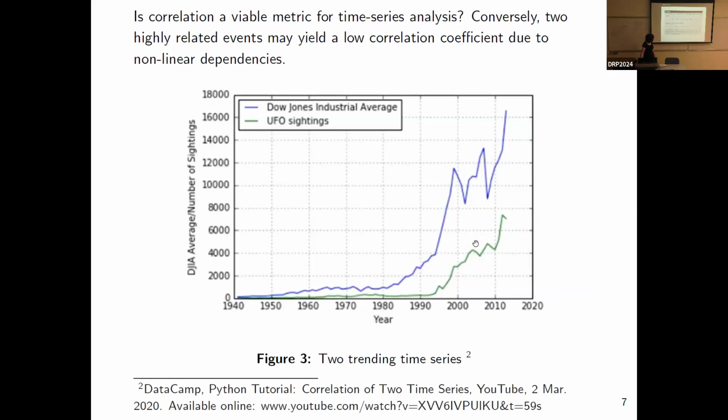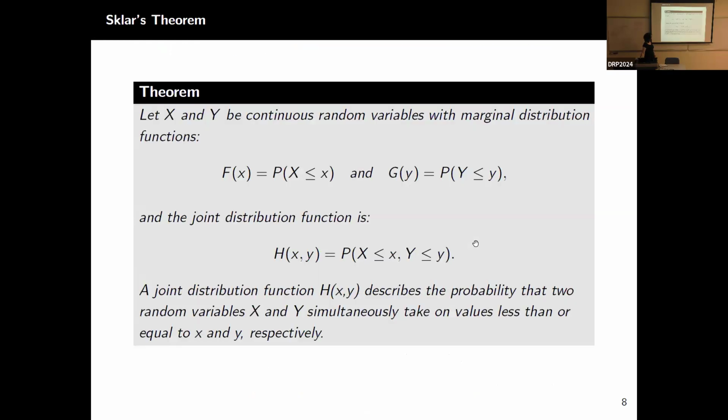So let me introduce another function, known as Copula, and its theorem belongs to Abe Sklar in 1959. It says that let x and y be continuous random variables with marginal distributions F of x and G of y. Therefore, the joint distribution function H will be defined like this. A joint distribution function H describes the probability that two random variables x and y simultaneously take on values less than or equal to x and y respectively.